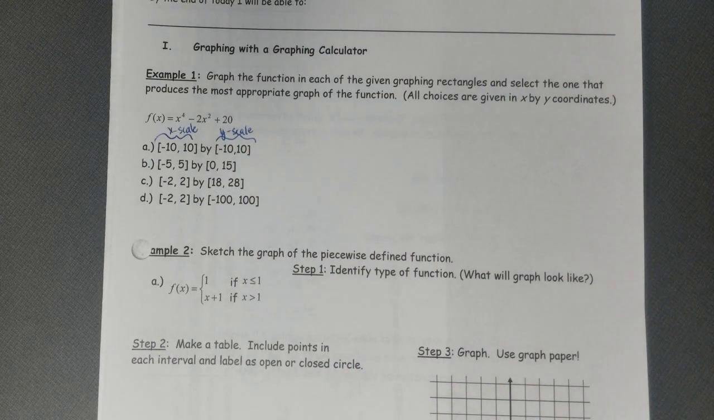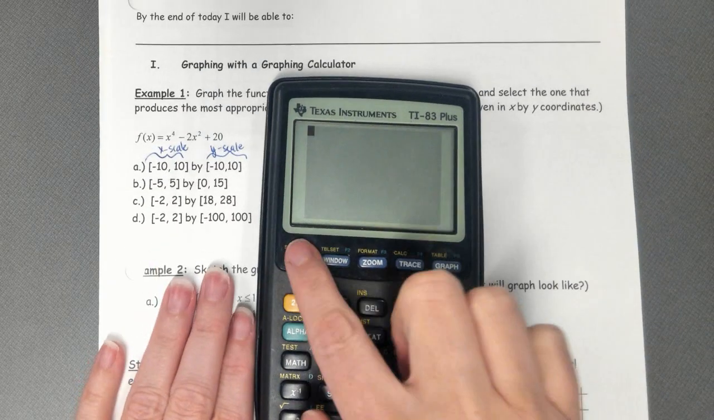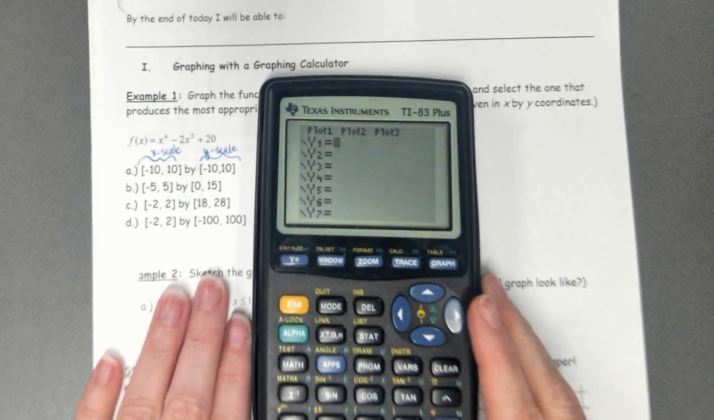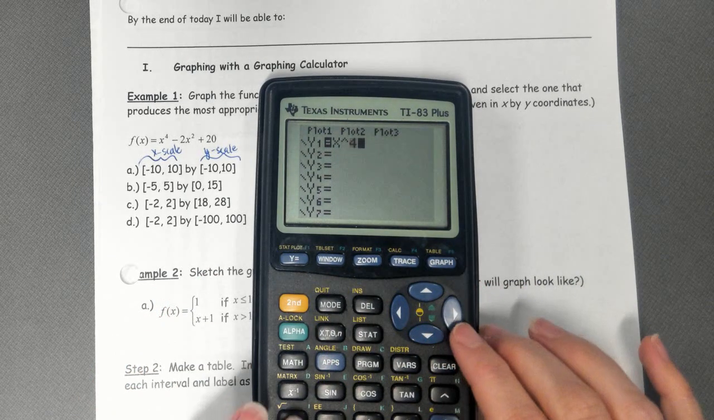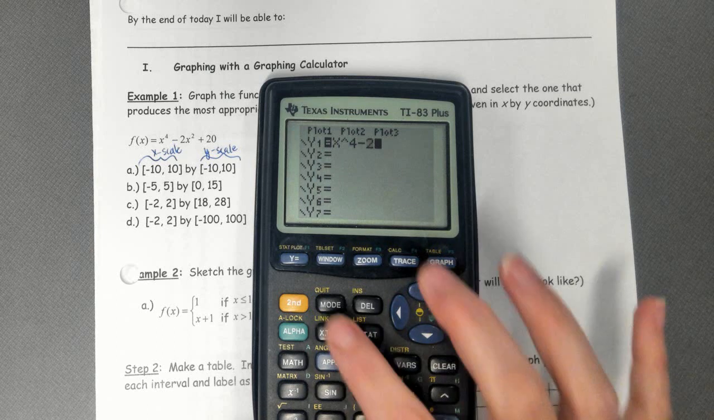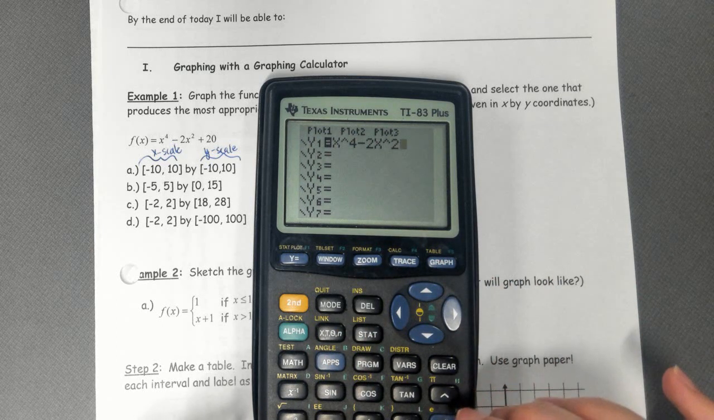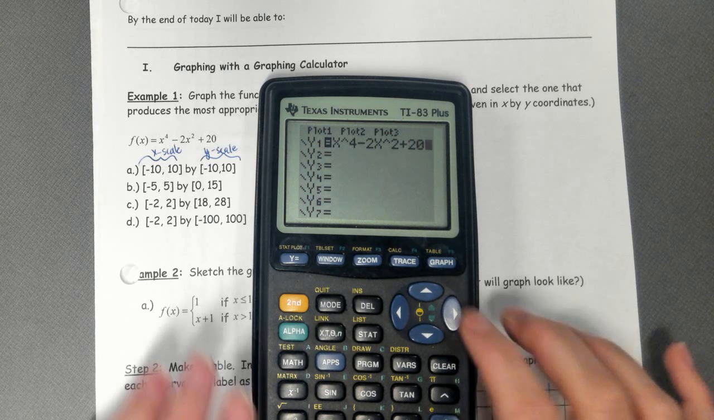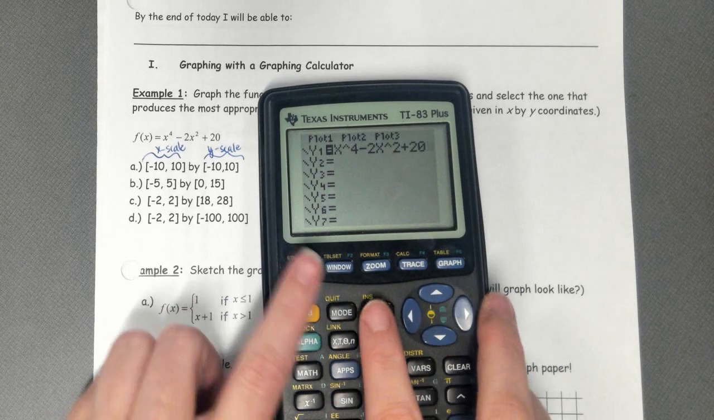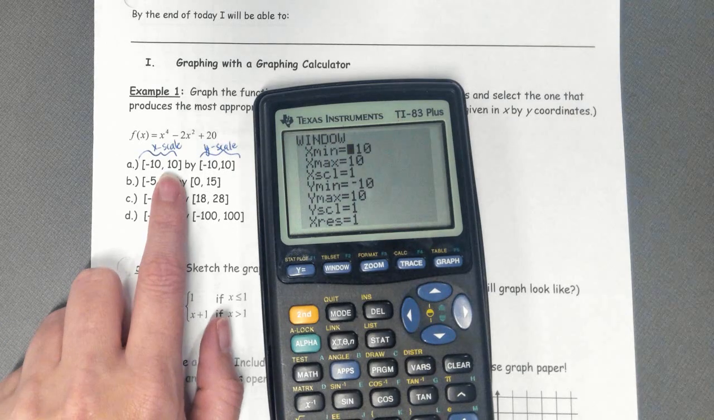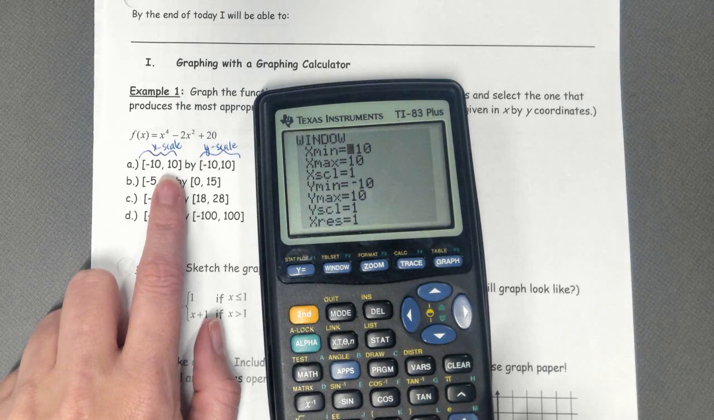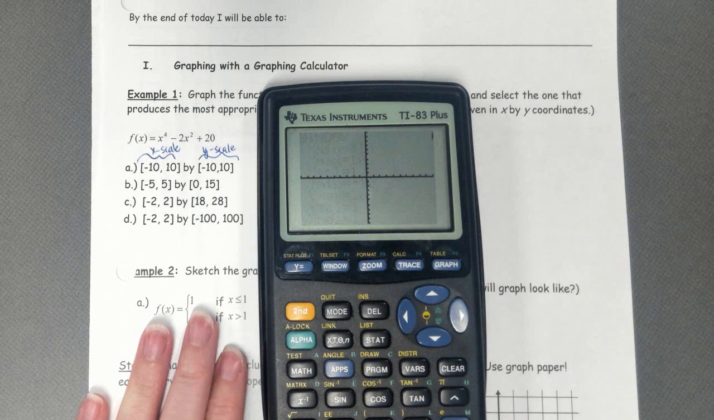Okay? Alright, so quick refresher, you're going to go to Y equals and then X to the 4th minus 2X squared plus 20. Okay, so then you're going to click on your window. So the first one's negative 10 to 10. This X scale just means you want it to go by 1s, 2s. Okay, so we're going to keep it at the 1s.